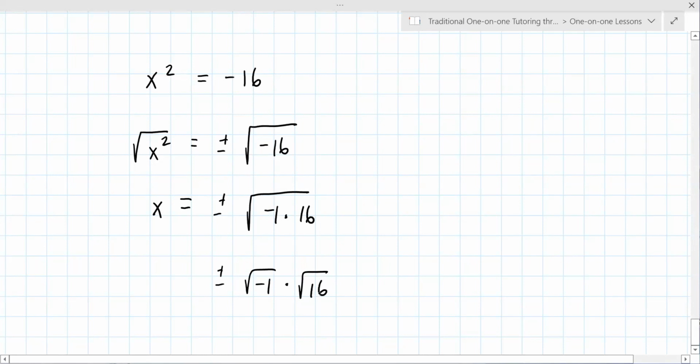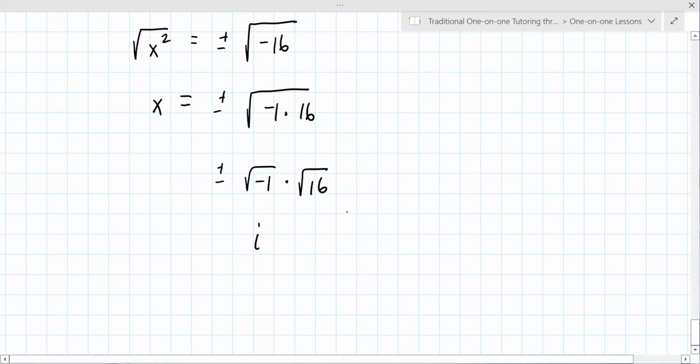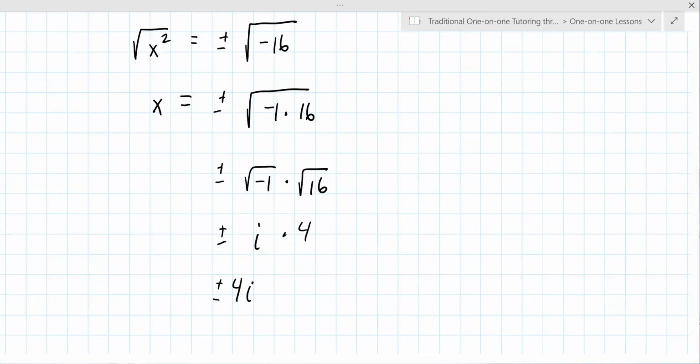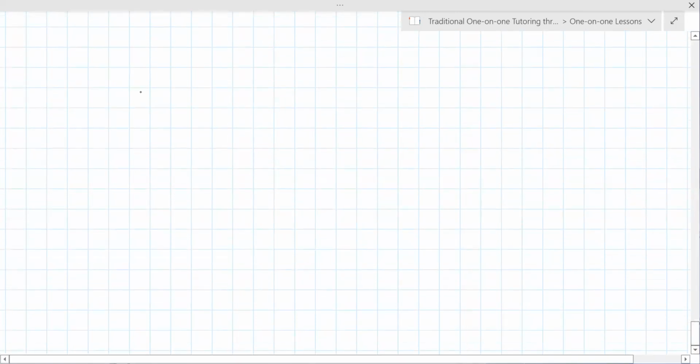You break it up, and hopefully this becomes more familiar, because we talked about earlier, what is the square root of -1? i. And square root of 16? 4. Now, as a preference, you put the number before the i. So let's have you try one. Make it a little different here. Let's say it's x squared plus 25 equals 0. And it says to solve.